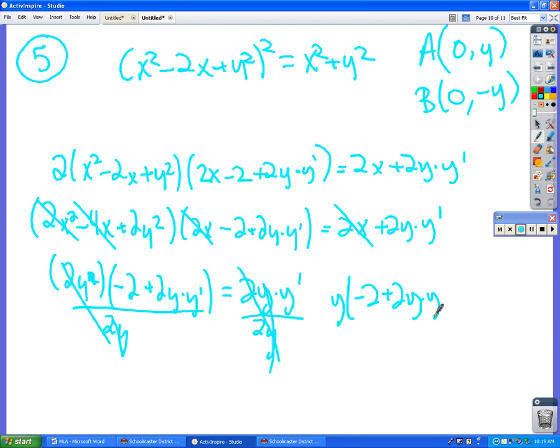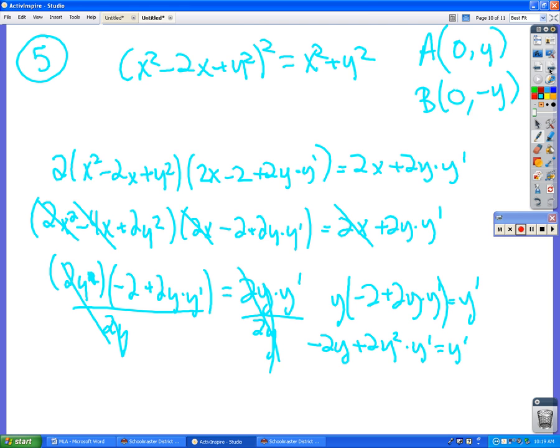Wait, 2y squared divided by 2y is y. Yep. Why didn't you choose the other 2y? This one right here? That's the same mistake you made in the last problem. That is negative 2 plus 2y, so I can't cancel it. Because it's being added, I can only cancel multiplication and division. So now I'm going to distribute the y. So negative 2y plus 2y squared.